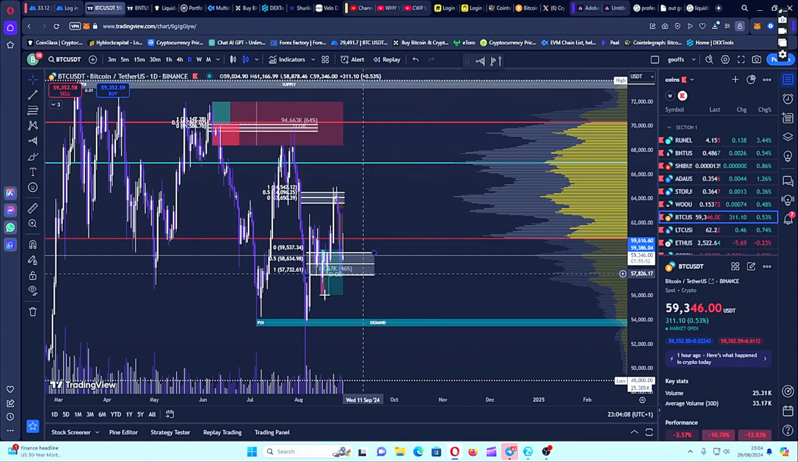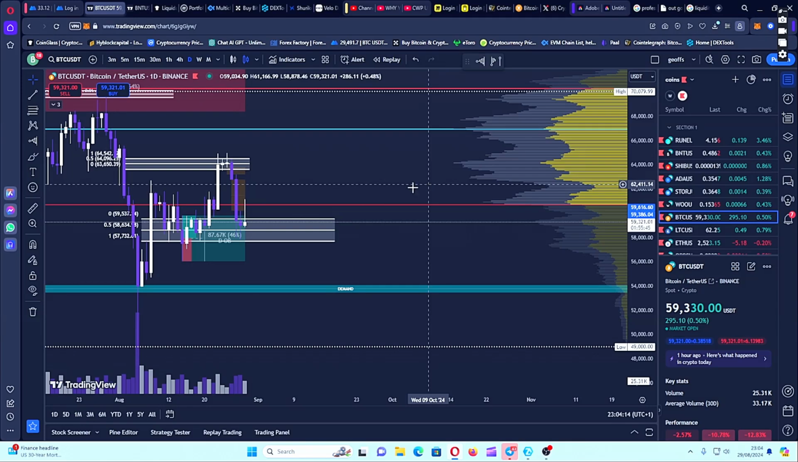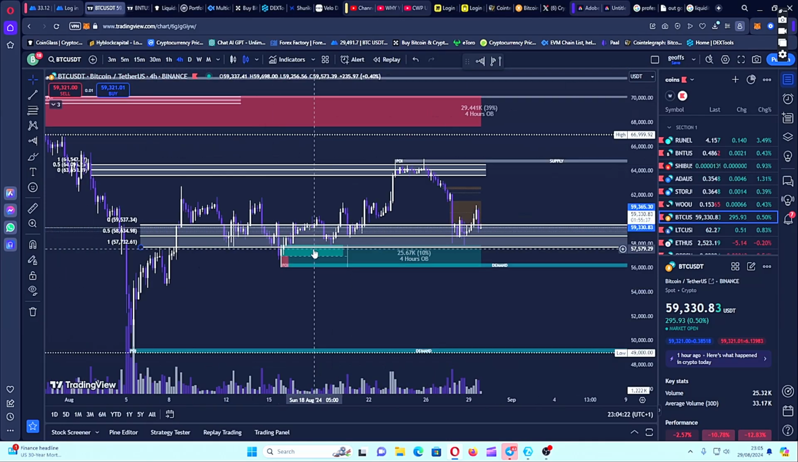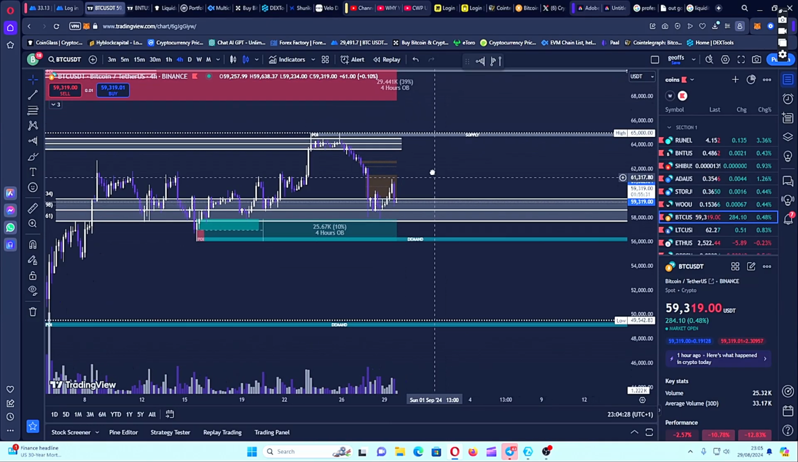So, like I say, we've got a bullish order block here. We had a bearish fair value gap just above it. We also had another bearish fair value gap around here, which was on the 4 hourly, I think. Yeah, on the 4 hourly. And it's so simple to take these trades.